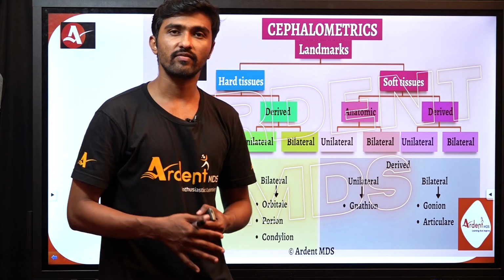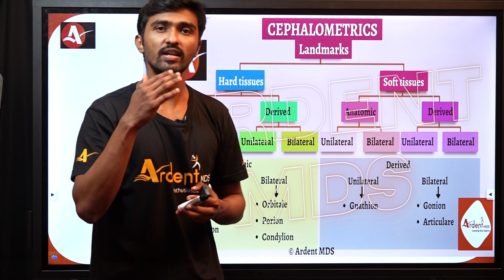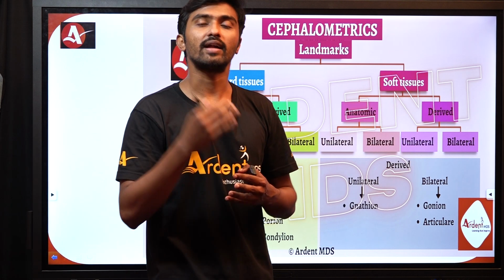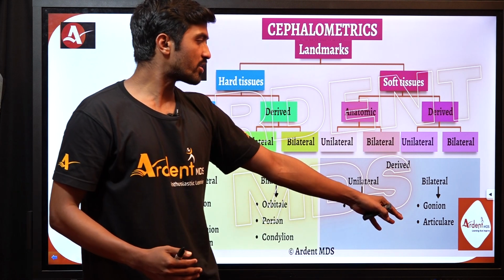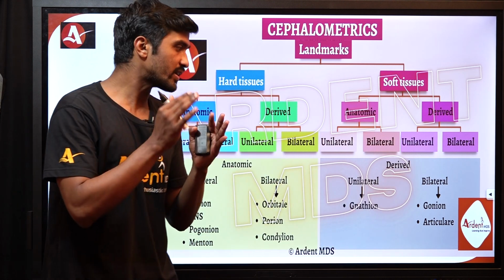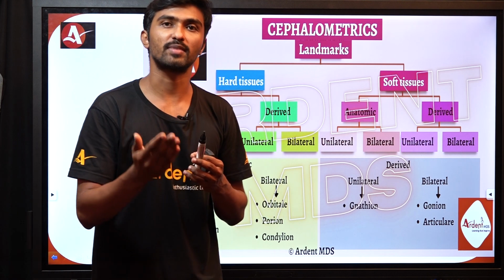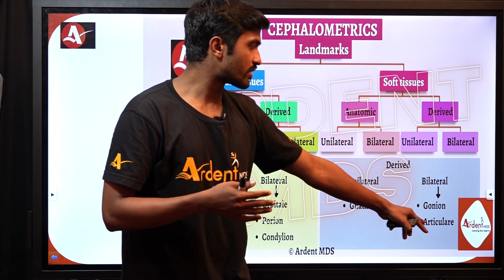Gonion is a landmark present over the angle of the mandible, derived from the posterior ramus of the mandible and the mandibular plane. And articular ray is a point where the dorsum of the mandible and the inferior part of the basal part of the occipital bone intersect. So that point is called articular ray.